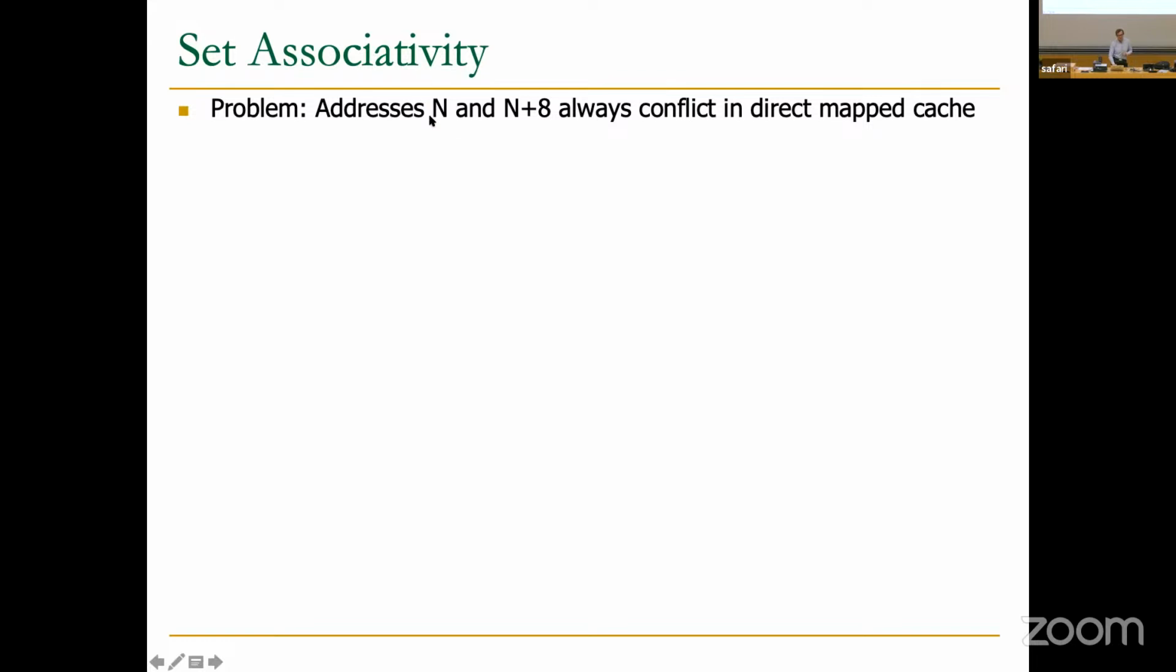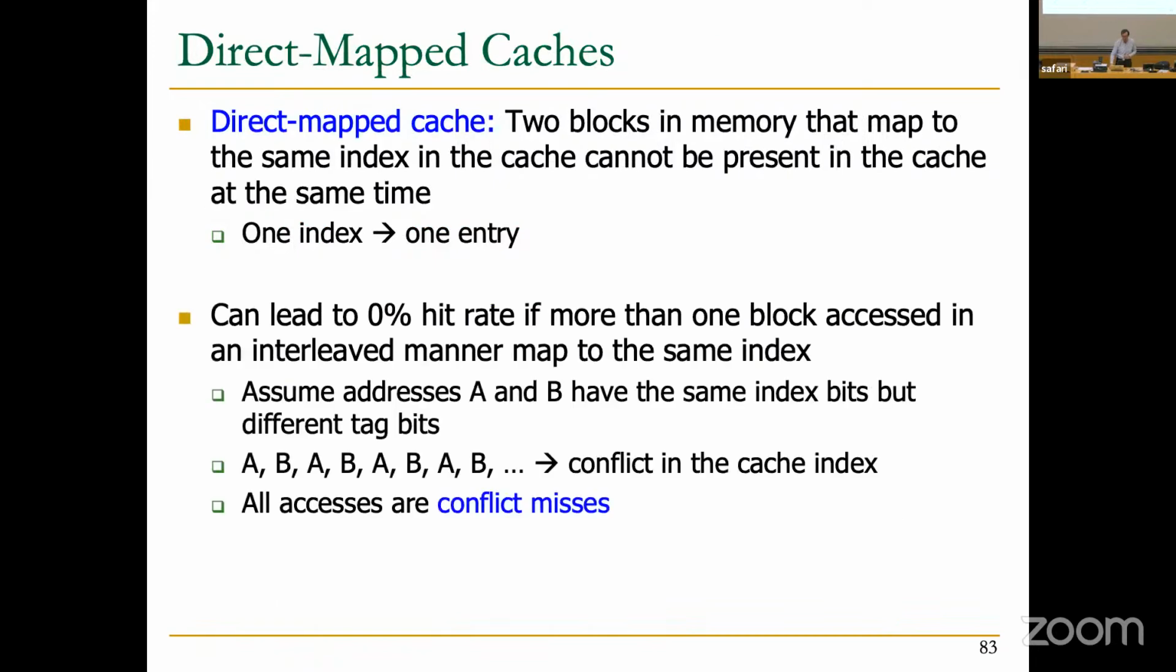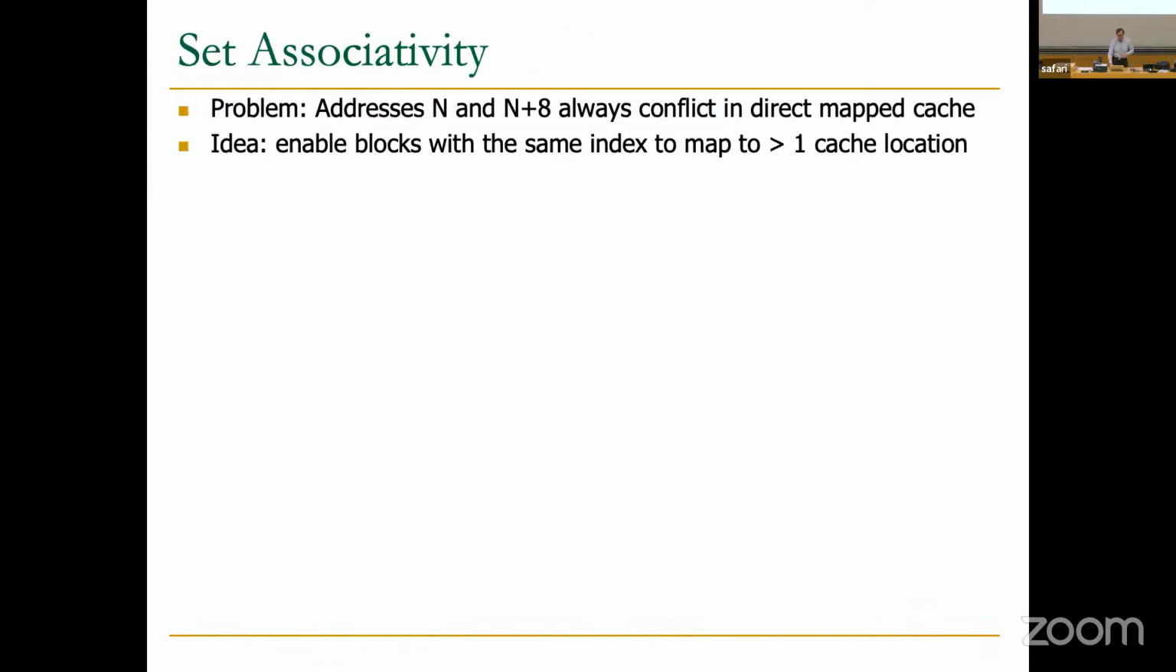So the problem is addresses n and n plus 8 always conflict in this direct map cache in our toy example. And if you go back to this picture, essentially this is n, where n is 0. This is 8. This is 16. This is 24. Here, n is 1. This is 9. This is 17. This is 25. And you can do this. Basically, all of those equivalence classes map to the same index or same set. I'm going to introduce the set right now.